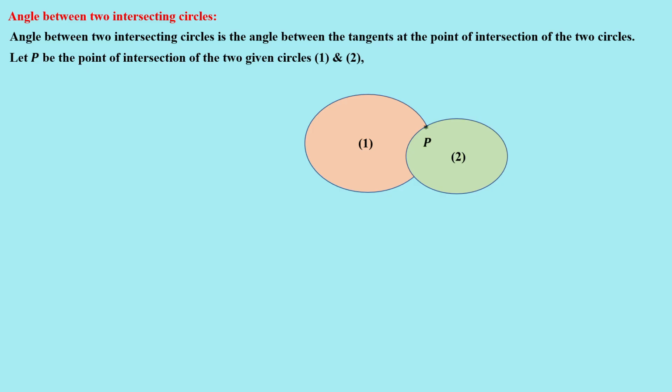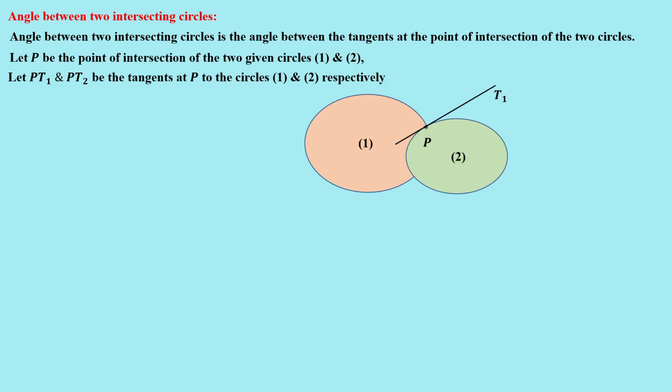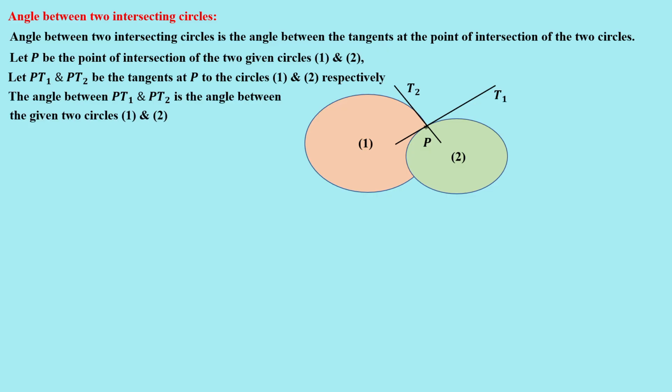So there are 2 points of intersection, right? I am taking only one, P. Let PT1 and PT2 be the tangents at P to the circles 1 and 2. So this one PT1 for the second circle and PT2 for the first circle, tangents. The angle between PT1 and PT2 is the angle between the two circles 1 and 2, right? Angle T1PT2 is the angle between 1 and 2.